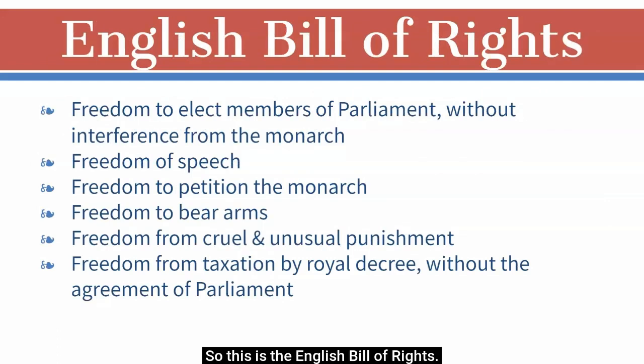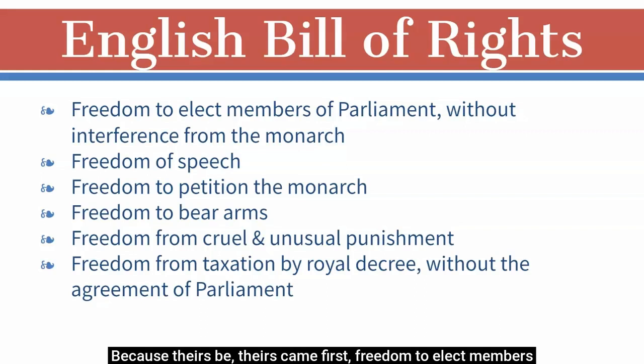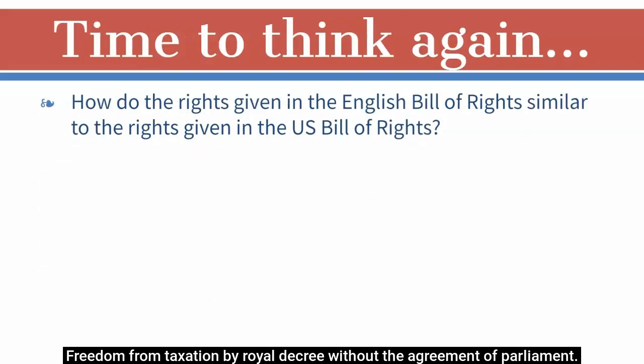So this is the English Bill of Rights. Try to listen and see if any of these sound like the Bill of Rights that you know we have in the United States, because theirs came first. Freedom to elect members of parliament without interference from the monarch, freedom of speech, freedom to petition the monarch, freedom to bear arms, freedom from cruel and unusual punishment, freedom from taxation by royal decree without the agreement of Parliament.